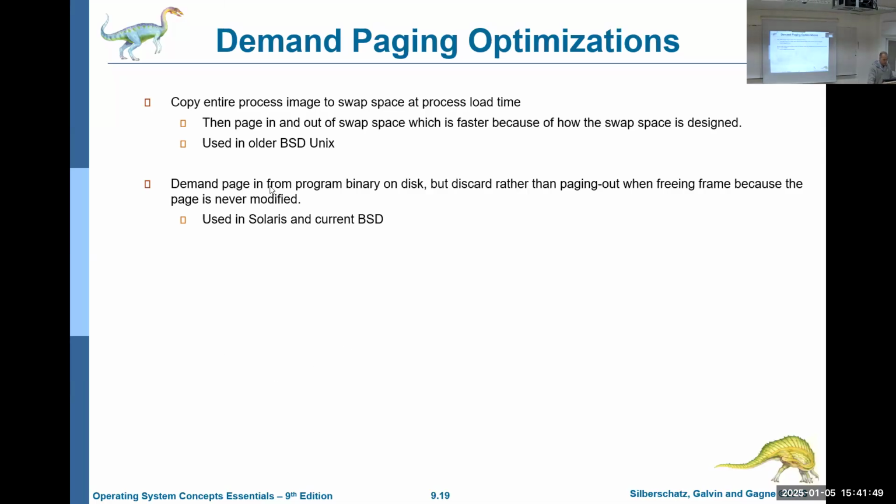The other idea is demand paging: demand page in from the program binary on disk, but discard rather than paging out when freeing a frame, because the page is never modified. So that's what I said to you. If there's no dirty bit, we'll just discard. This is used in Solaris. In other words, when the page is to be swapped out, we will just throw it away. I don't see why I can't do that also if I have swap space.